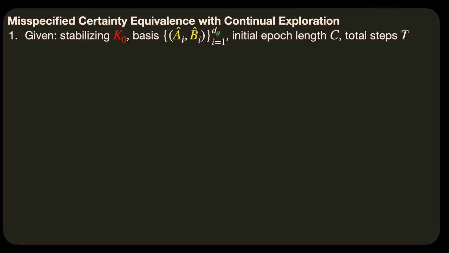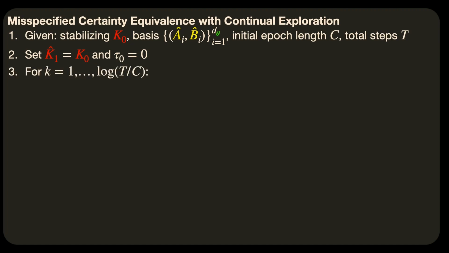We're going to start off by assuming that we have an initial stabilizing controller, K0. We have our misspecified basis, and we have an initial epoch length and the amount of time that we want to run our algorithm. We're going to start off by setting the initial controller we're going to play to that stabilizing controller, and parameter tau0 as 0. Then we're going to proceed in epochs. Each epoch will be of length tau sub k, where k is the epoch index, and these will be doubling. So the first epoch will be of length c, and subsequent epochs will double the previous epoch.